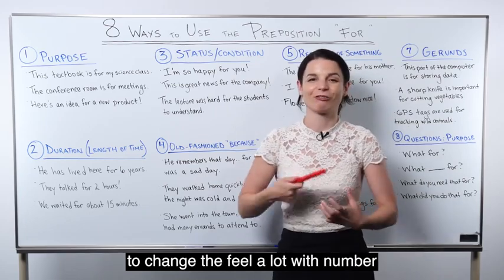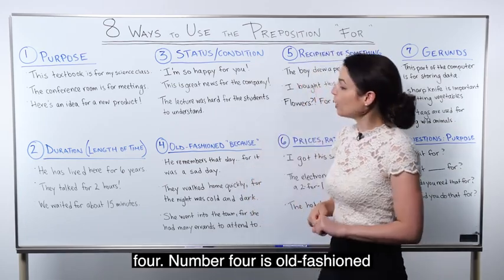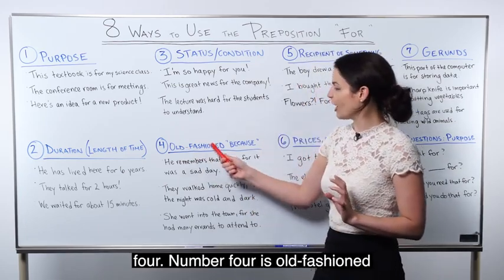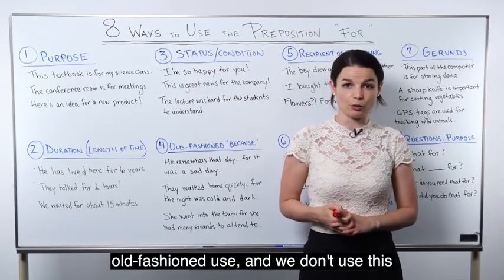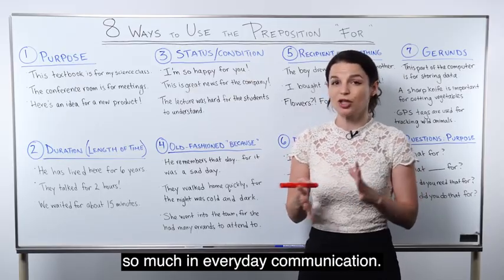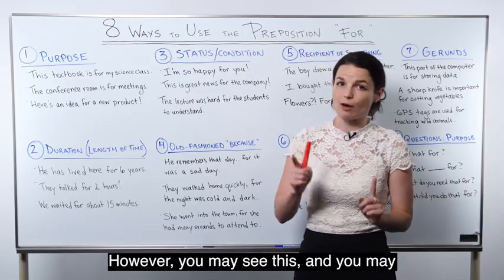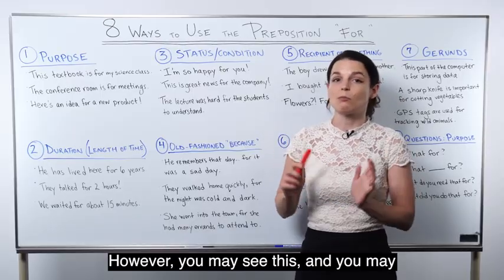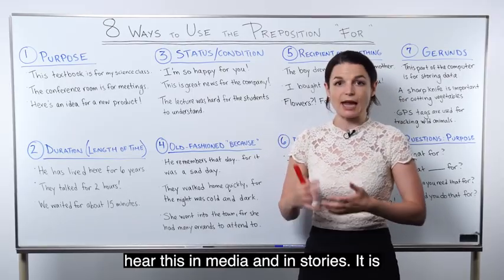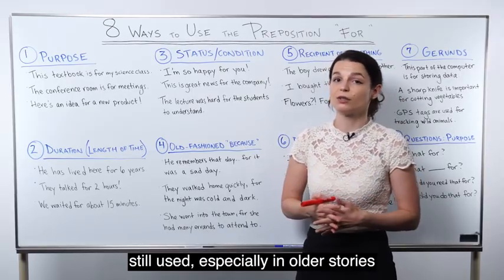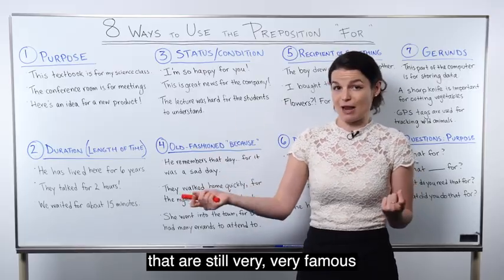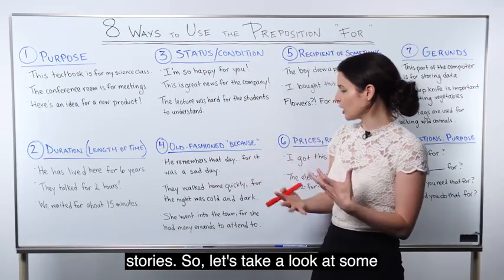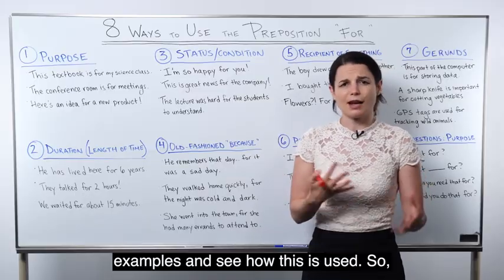We're going to change the feel a lot with number 4. Number 4 is old-fashioned because. So yes, this is an old-fashioned use, and we don't use this so much in everyday communication. However, you may see this and you may hear this in media and in stories. It is still used, especially in older stories that are still very, very famous stories. So let's take a look at some examples and see how this is used.